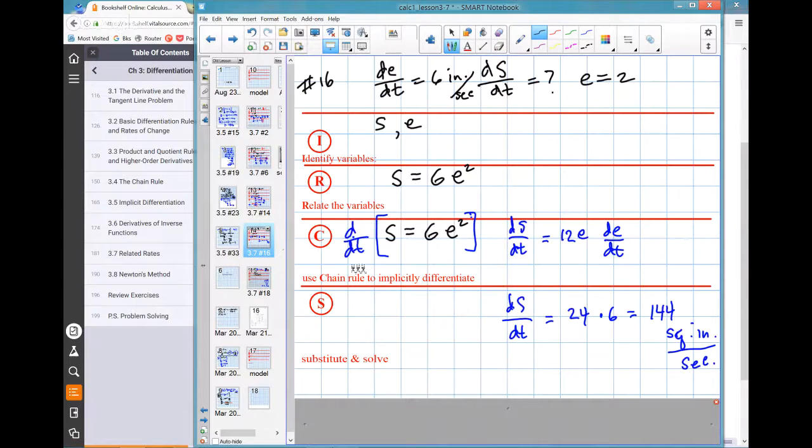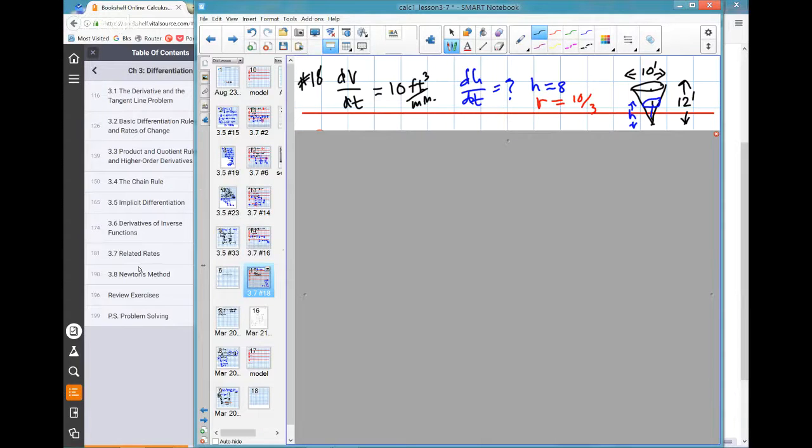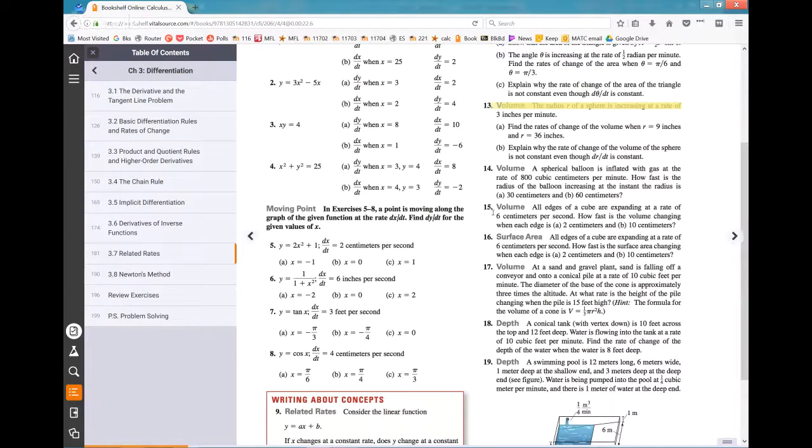So this next one, quite a bit more complex. These have been nice and straightforward. Let's move on. I've picked number 18 to be our next problem. Okay, and let's read it. It says we have a conical tank, so a cone-shaped tank, and it says with the vertex down. It would make sense. It's 10 feet across the top and 12 feet deep.